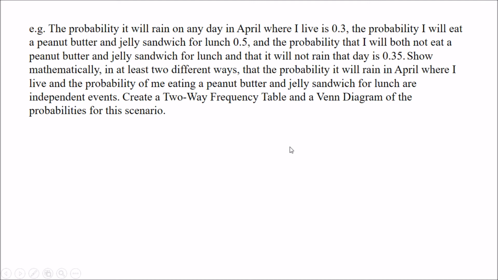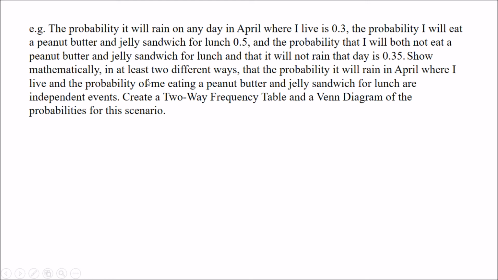Here's another example. Say the probability it will rain on any day in April where I live is 0.3. The probability I will eat a peanut butter and jelly sandwich for lunch is 0.5. And the probability that I will both not eat a peanut butter and jelly sandwich for lunch and that it will not rain that day is 0.35.